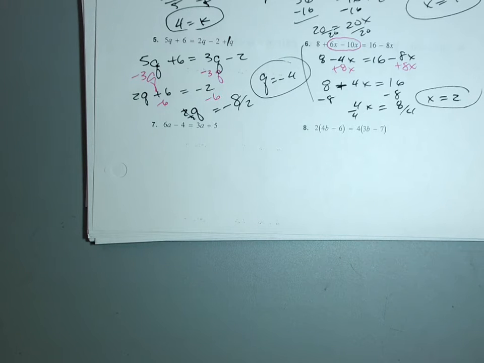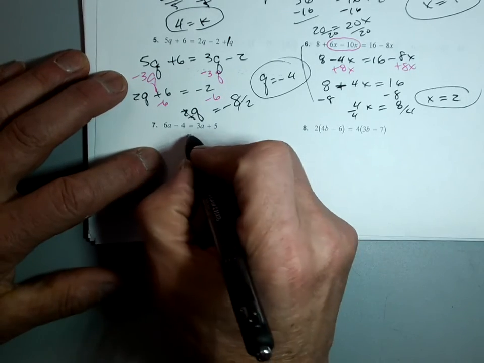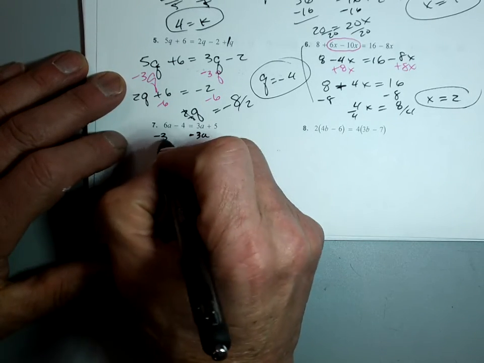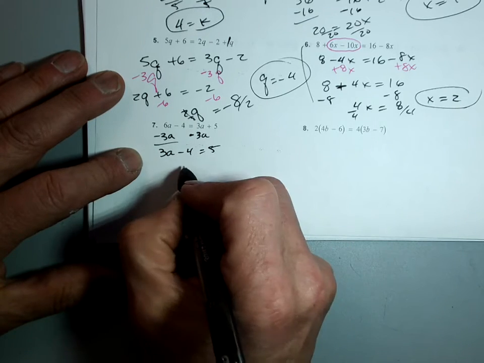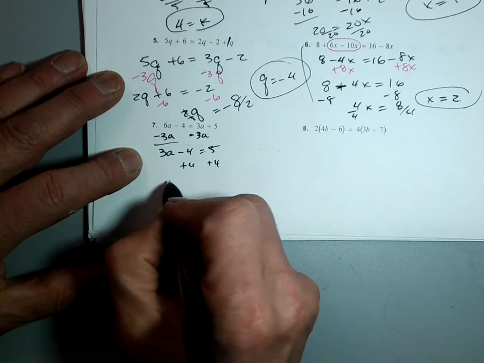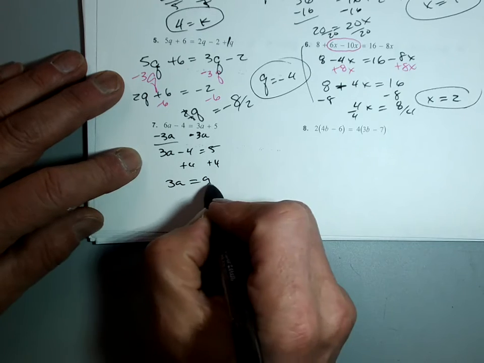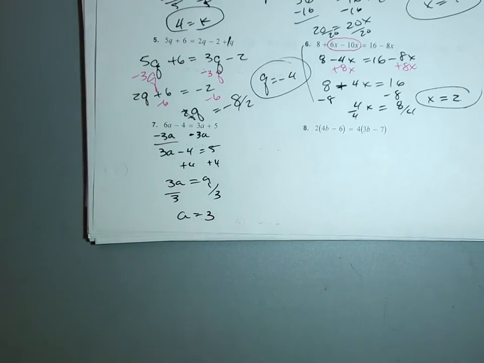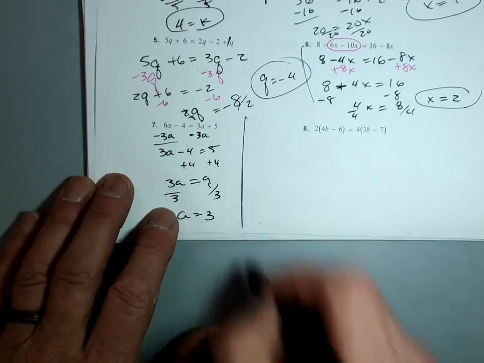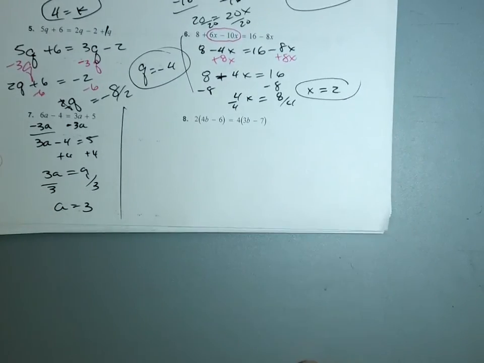Some people got 3. Okay, let's see how it's 3. Good job, you got 3. I'm going to go minus 3a, minus 3a. I got a 3a minus 4 equals 5. Plus 4, plus 4. 3a equals 9. Divide by 3, divide by 3. a equals 3. Awesome. Okay, number 8. You do it.